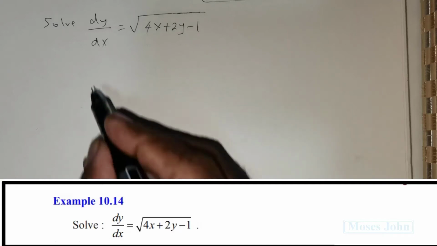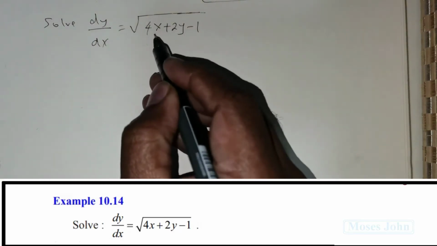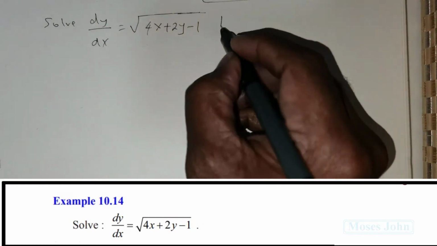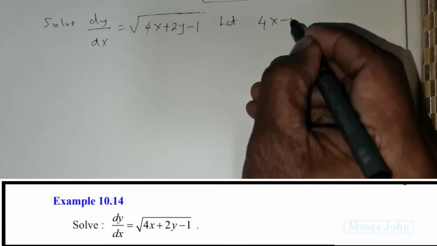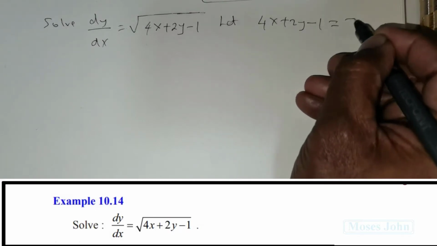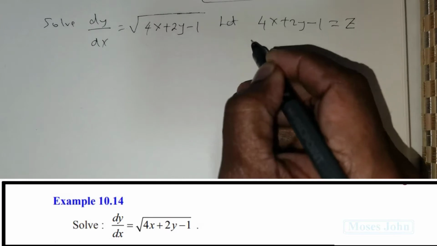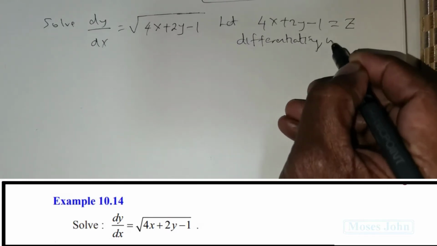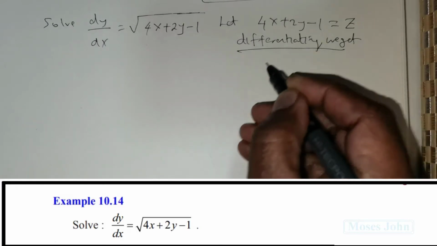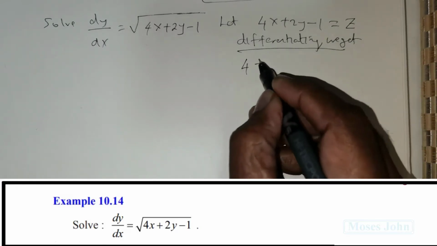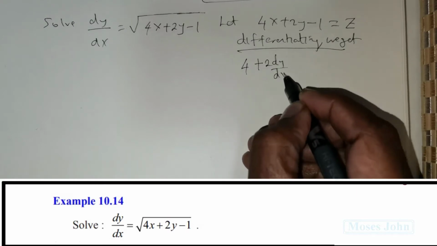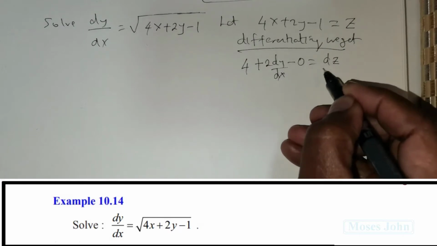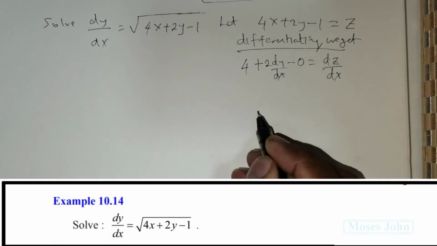Students, we are given this question: dy/dx = root of (4x + 2y - 1). So foremost, I'm going to let 4x + 2y - 1 be equal to z. Differentiating both sides, we get 4 + 2 times dy/dx on the left, the differential of 1 is 0, and the right side gives dz/dx.